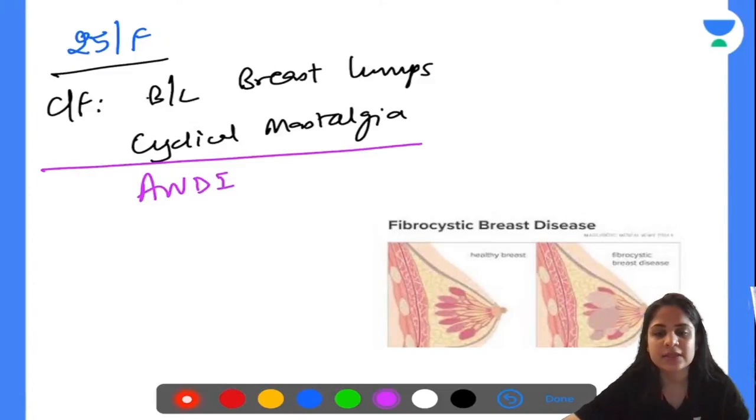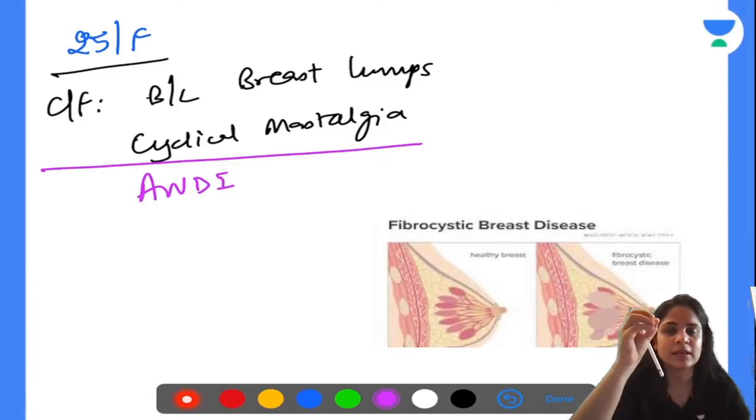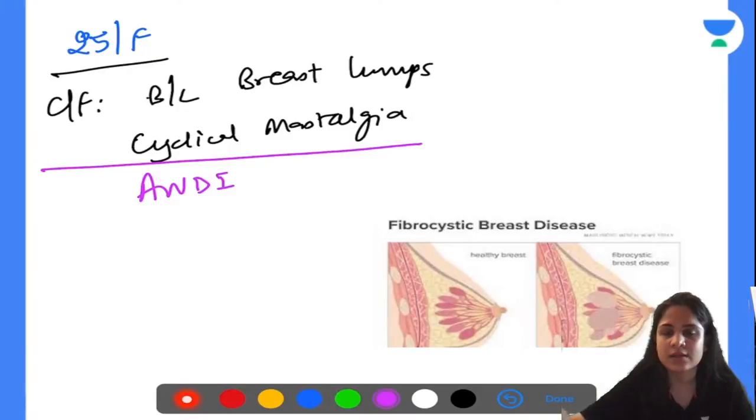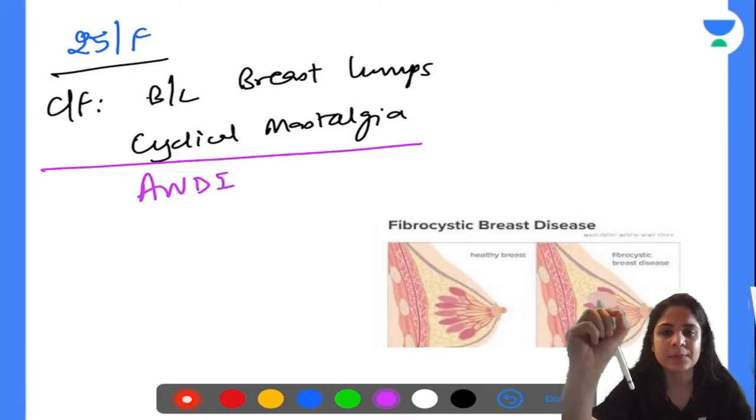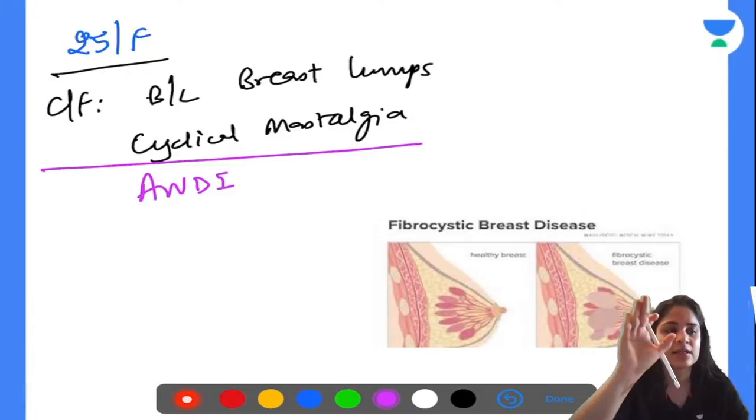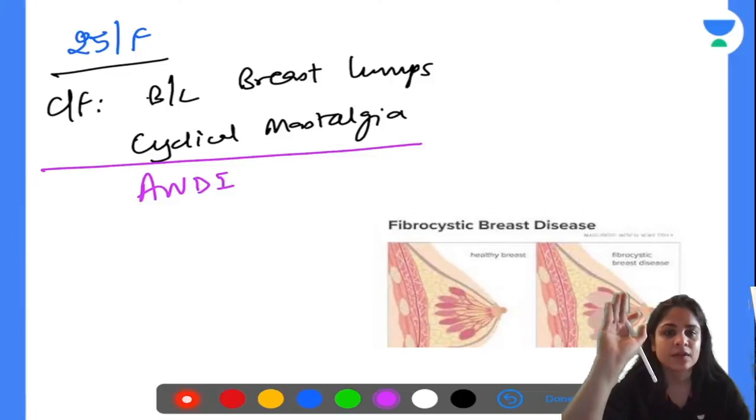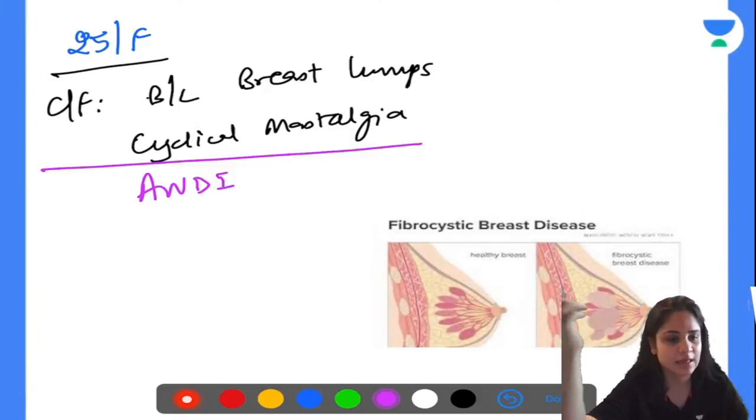Right? Okay, so basically it's nothing but a normal breast only, but in some places there will be some small cyst, or there may be some kind of hyperplasia of the breast cells. So it is not malignant in nature, but this patient will generally have these symptoms in every menstrual cycle. Yes, one of the differential diagnoses for this is fibrocystic breast disease.